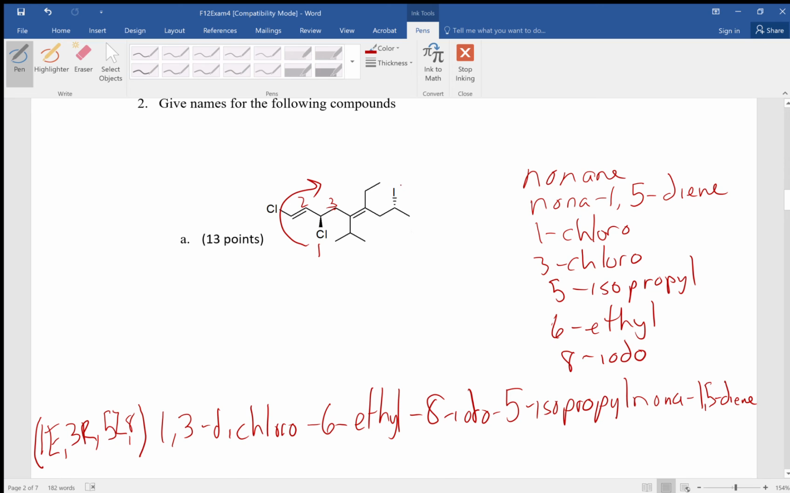And finally, at carbon 8, the iodine is highest priority. The long chain is second. The methyl is third. Goes counterclockwise, but because the lowest priority, the hydrogen, is pointing forward, we take the opposite, which is R. And so there we have the full name of our compound: 1E, 3R, 5Z, 8R, 1,3-dichloro, 6-ethyl, 8-iodo, 5-isopropyl, nona-1,5-diene.